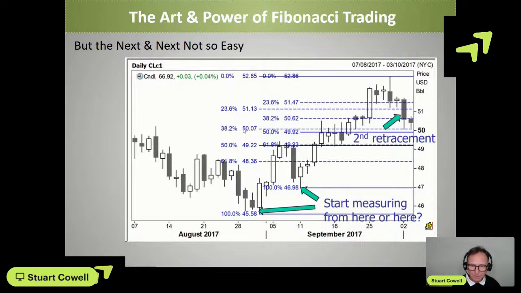So our second retracement. The next level takes us to the 50% of the first move and 38% of the second move, still a key level. So we've got a key level here at 49.24, and the next one's here at 49.92. So this is our key level.